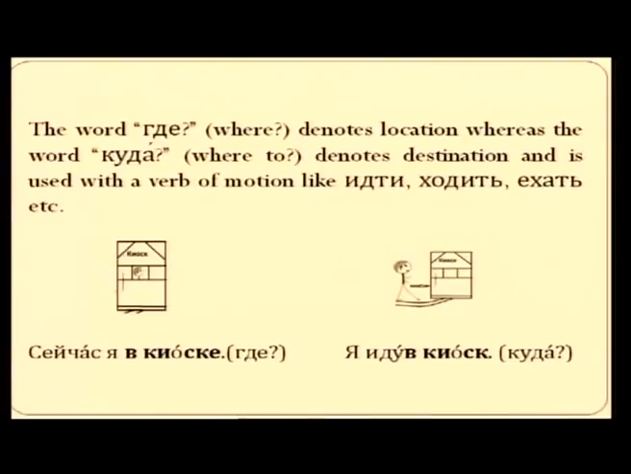The first sentence is Сейчас я в киоске. If I am asking a question using this, it would be: Где я сейчас? Я сейчас в киоске. Or сейчас я в киоске. Likewise, if we use the second sentence, я иду в киоск, I would ask, куда я иду? Я иду в киоск.